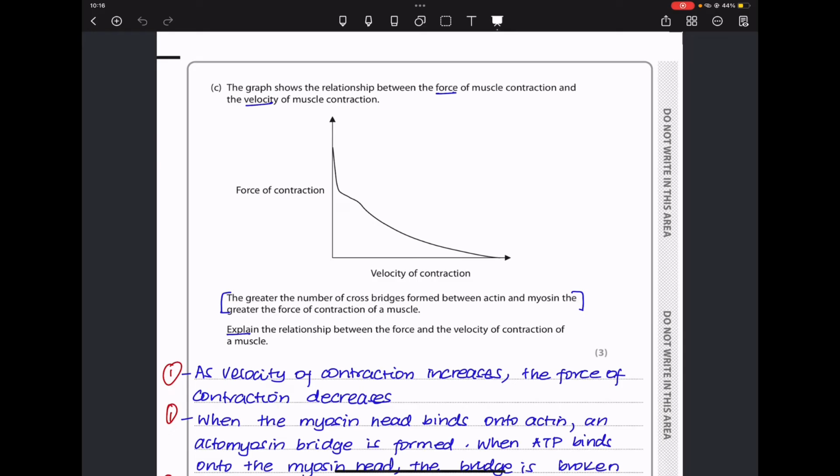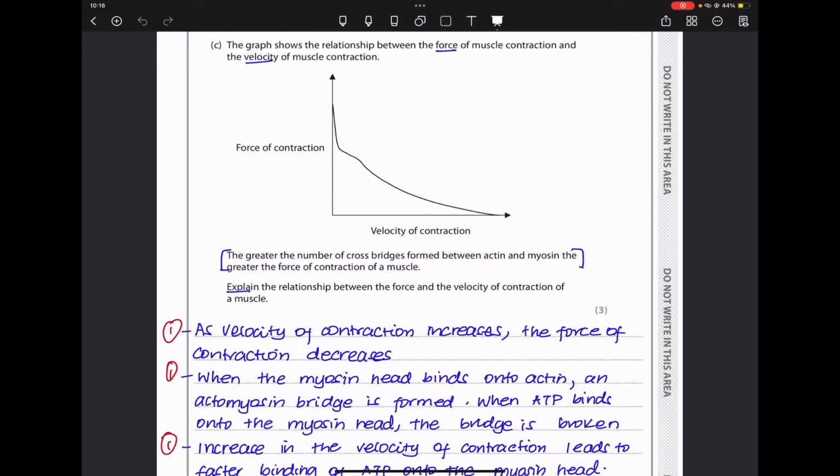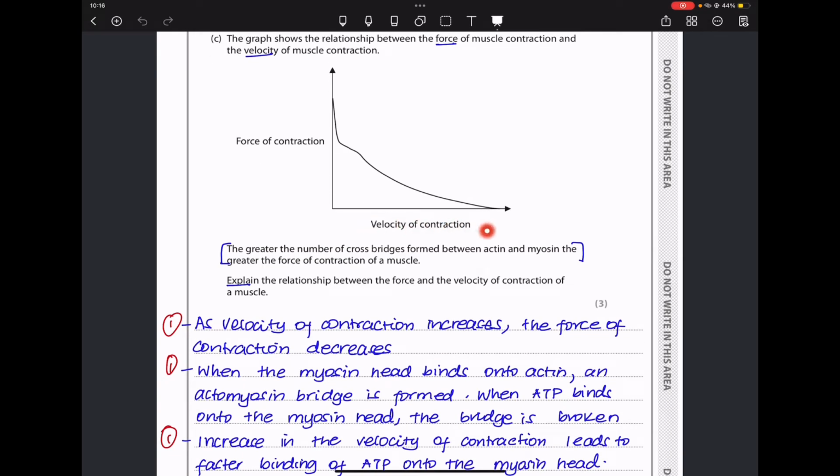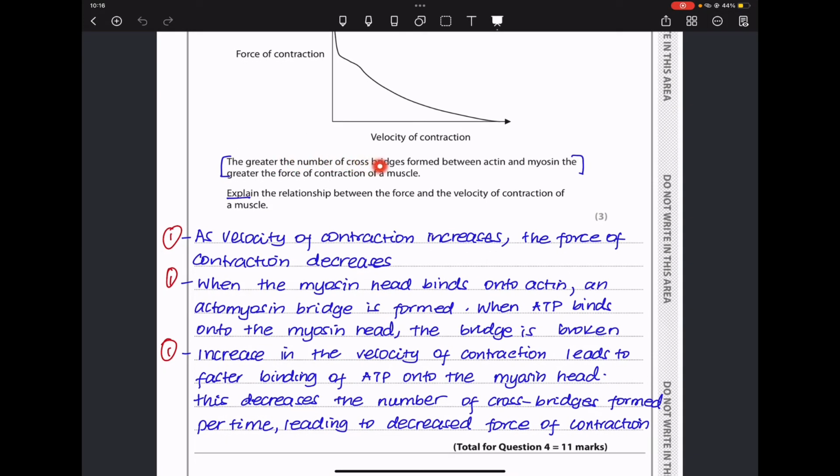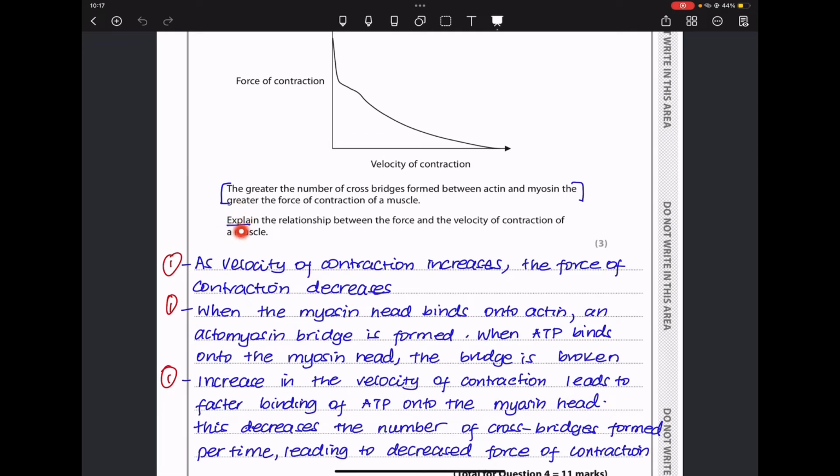In part C, the graph shows the relationship between the force of muscle contraction and the velocity of muscle contraction. So we see as the velocity of muscle contraction increases, the force of contraction decreases. They say the greater the number of cross bridges formed between actin and myosin, the greater the force of contraction of a muscle. Explain the relationship between the force and velocity of contraction of the muscle. If they ask questions to explain, you begin by stating the relationship, because here we're explaining the relationship between, meaning talk about the relationship and give a reason as to why the relationship is the way it is.